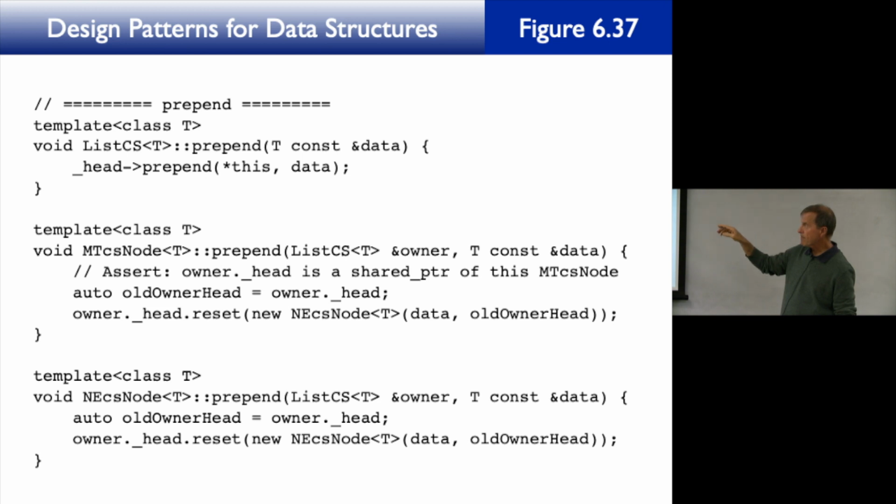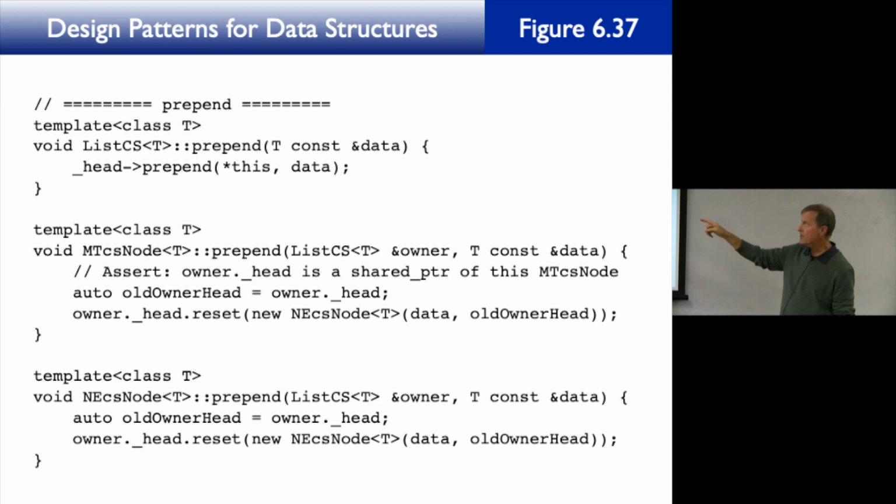Look at this. In prepend, the main program calls prepend, and say you want to prepend the element 50 to the list. Then data will be 50, right? But what does head do? It says, I don't even know if I'm empty or not. So what does it do? It calls the node version of prepend. Are you with me? It calls the node version of prepend.